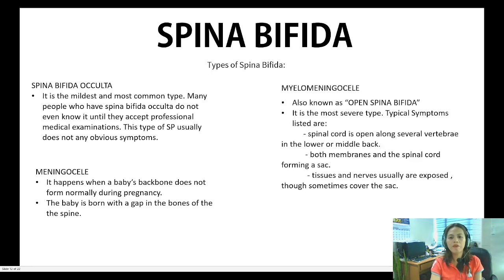And lastly, we have the myelomeningocele. It is also known as open spina bifida. It is the most severe type. The typical symptoms are that the spinal cord is open along several vertebrae in the lower or middle back. Both membranes and the spinal cord form a sac, and the tissues and nerves usually are exposed, though sometimes skin covers the sac.